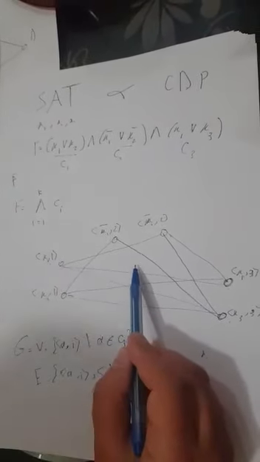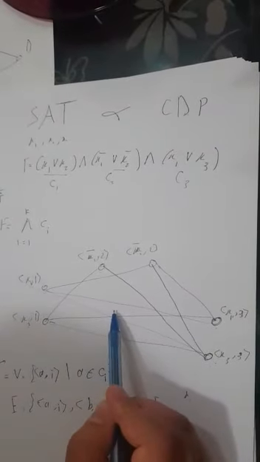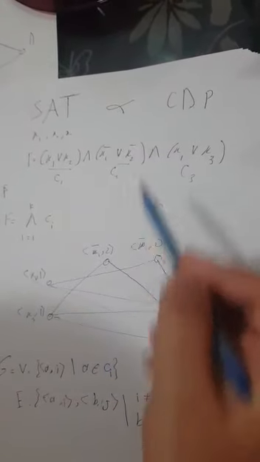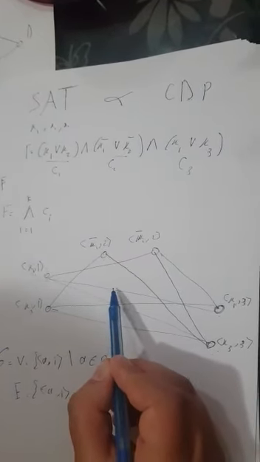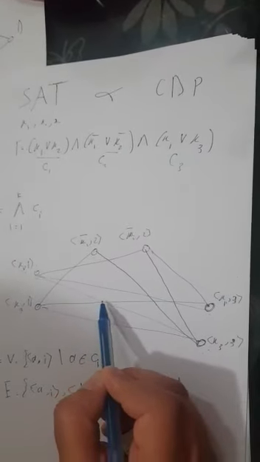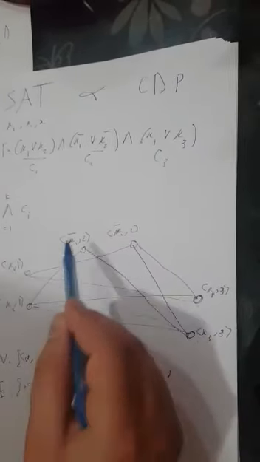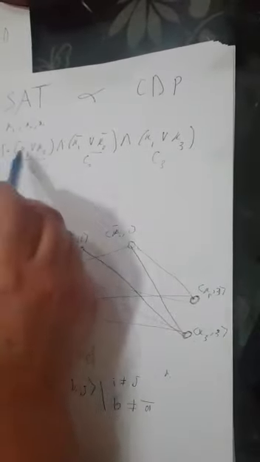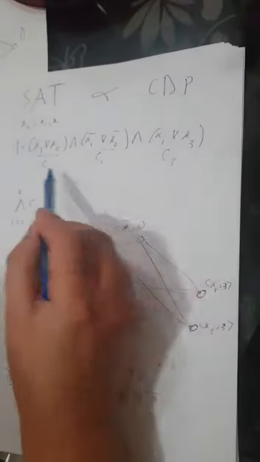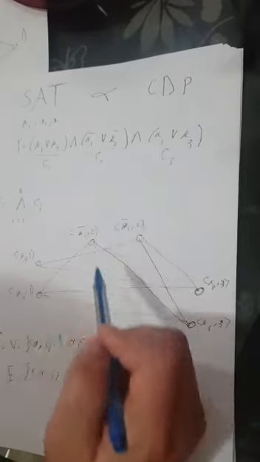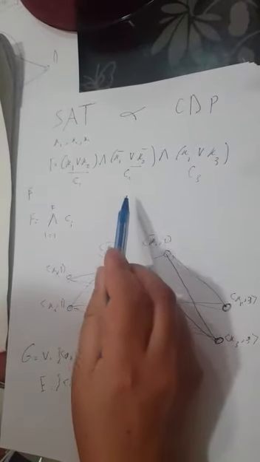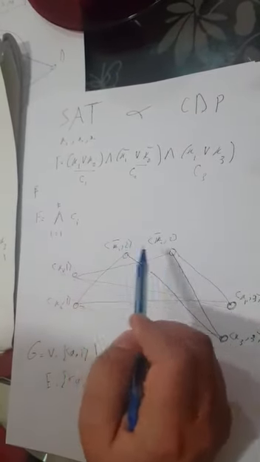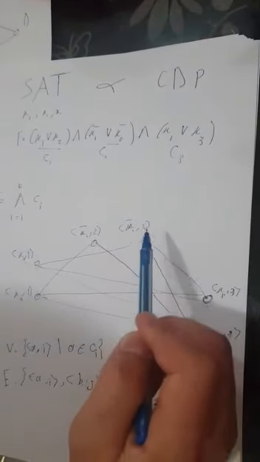Now, if we want to find a solve for that graph, or let's say if we want to solve for CDB, we must extract from here a clique of size k, where k is indicated by the number of clauses of our formula, which we adopted from SAT. Since we have three clauses, we must find a clique of size 3 in order to prove that there is a solve for that graph.